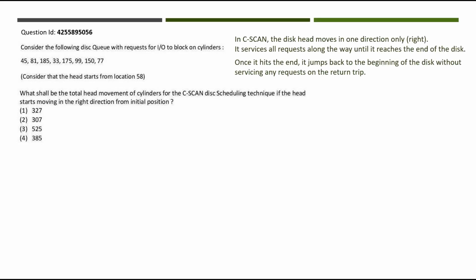What is C-SCAN? The disk head moves in one direction only. As per this question, it is given right side, so we are taking right. It services all requests along the way until it reaches the end of the disk. Once it hits the end, it jumps back to the beginning of the disk without servicing any request on the return trip. So take this to be one end and the other end. After it hits this particular end, it will come back to the beginning without servicing anything on the return trip. No service will occur during the return trip.